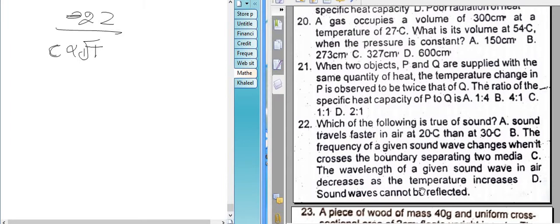D, sound cannot be reflected, which is wrong. Sound can be reflected, which is called what? Echo. That is the sound we hear after reflection of sound. That is a reflection of sound. So sound can be reflected. Therefore, option C is the correct option. Option C is the answer.